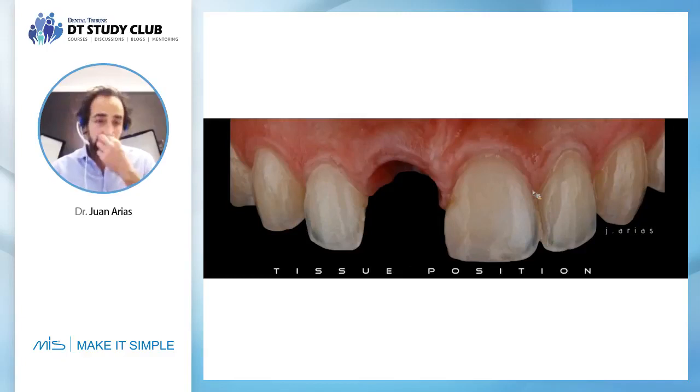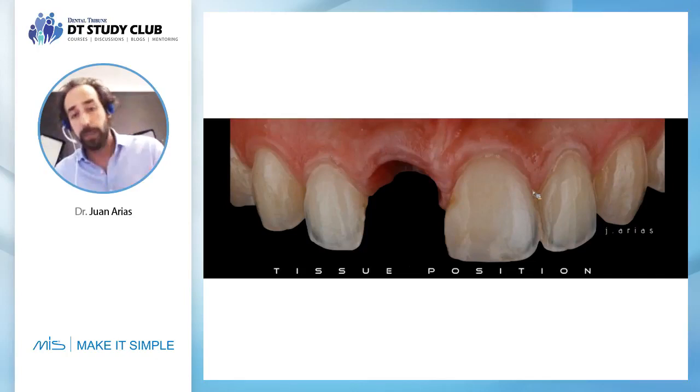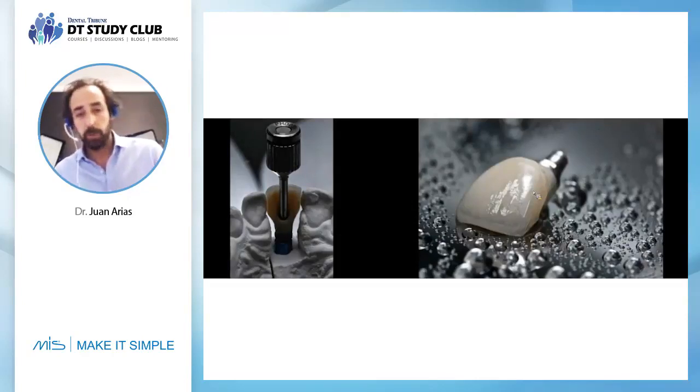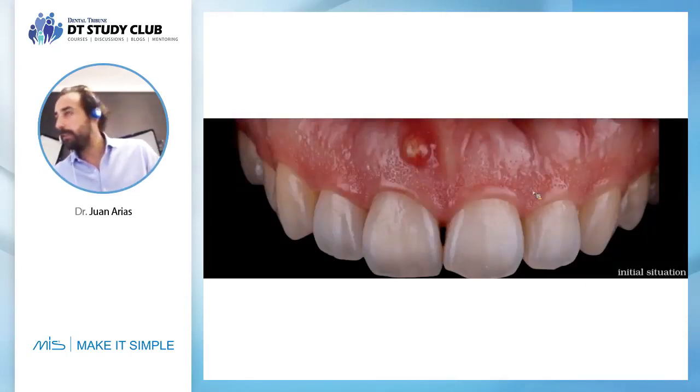With pressure, it's important to understand that if we don't have tissue there, hard and soft tissue, we will not be able to make any kind of pressure. But if we've got tissue and we make pressure, the tissue will come wherever we really want. So we will have to copy the provisional and create the final crown. So let's see these last two cases.